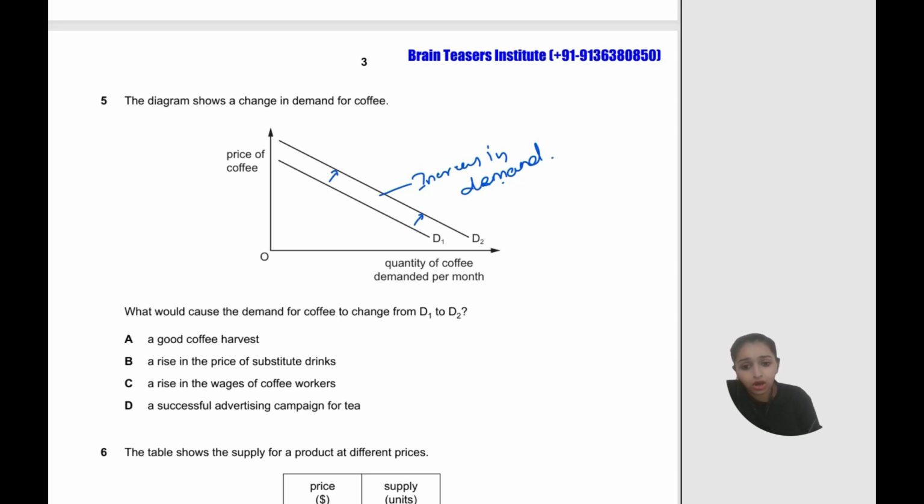Now let's look at the options. A good coffee harvest. Now that is going to have an impact on the supply, not on the demand curve. So A is not an option. A rise in the price of substitute drinks. Now yes, if we are talking about substitute drinks to coffee, if their price rises, then the demand for the substitute is going to increase. So B is a probable answer. A rise in the wages of the coffee workers. Now this is again an impact on the supply, nothing to do with demand. So C is not an option. A successful advertising campaign for tea. Now a successful advertising campaign for tea has nothing to do with coffee, right? So D is also not an option. Straight away you can mark B as the answer.